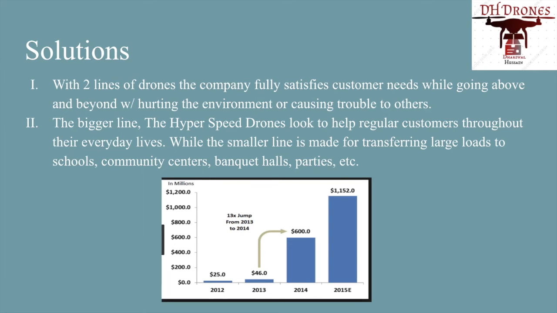The bigger line, the hyperspeed drones, look to help regular customers throughout their everyday lives, with the smaller line being made for transferring large loading docks to schools, community centers, banquet halls, parties, and more. As you can see, the amount spent in millions on the food industry, especially DoorDash, Uber Eats, and Grubhub, has jumped up from 46 to $600 million in just 2013 to 14.